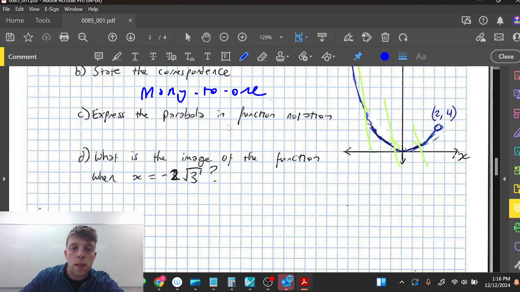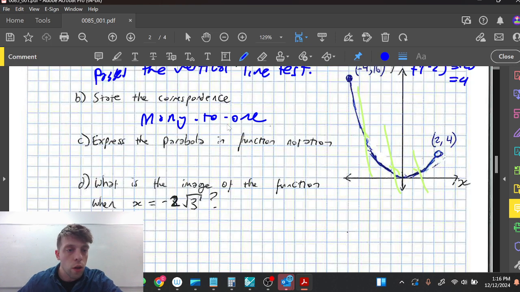Now we need to express the parabola in function notation. So what we need for this is we're going to write it as, okay, we're going to name this function f. I could call it anything I like. I could call it g. Doesn't matter. Then I'm going to list the domain.